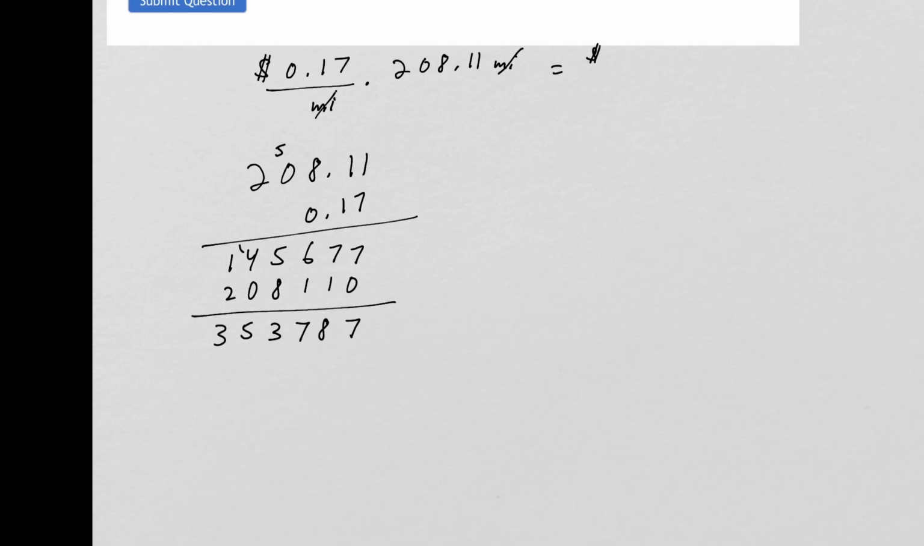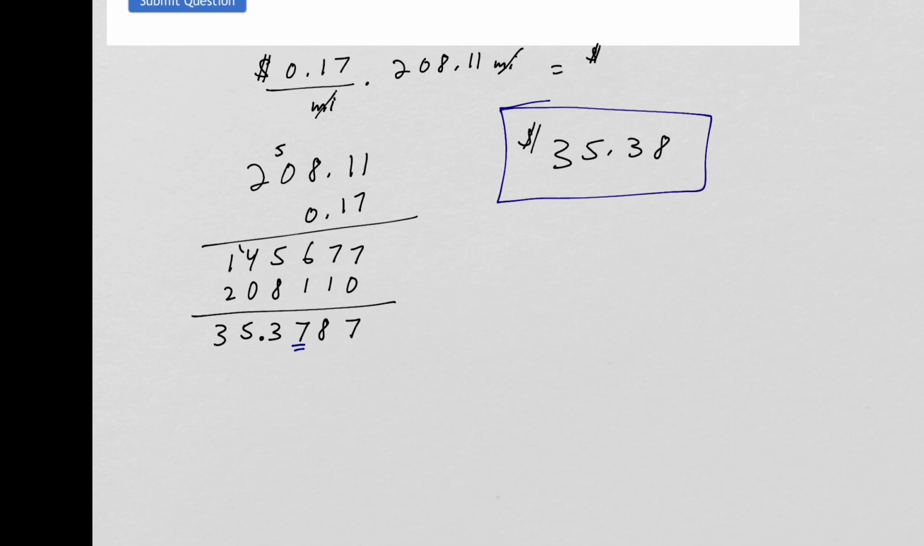And then I have a total of 4 decimal places, 2 in each factor, so I need to move this over 4. So that should be 35.3787. And we probably want to round this to the nearest cent, which is 1/100th of a dollar. So I want to round to the hundredths place here. I look to the right, I have an 8, so that's going to go up by 1. So the best answer rounded would be $35.38. So that's what he would get reimbursed.